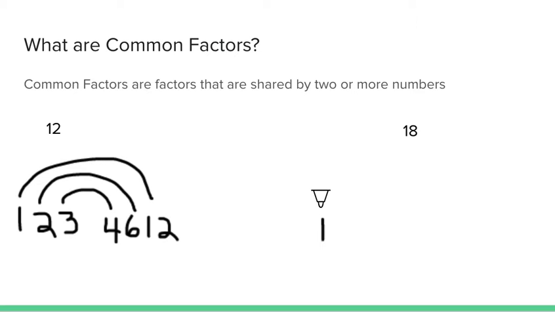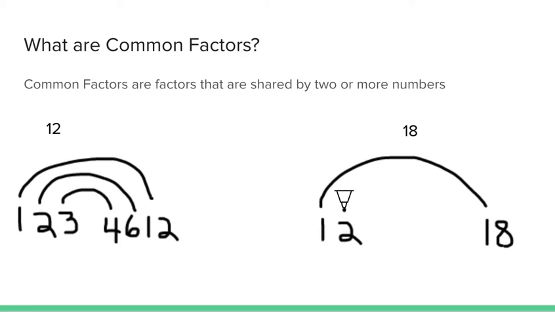So I'm going to start again with my factor rainbow. I'll do 1 on one side and 18 on the other, because 1 times 18 is obviously 18. Next, I'll move on to 2. 18 is an even number, so 2 is going to be a factor. 2 times 9 actually gives me 18. And if you didn't know that, all you had to do is take 18 divided by 2. If you get a whole number, which in this case you would get 9, that means that 2 times 9 gives us 18, and they are both factors.